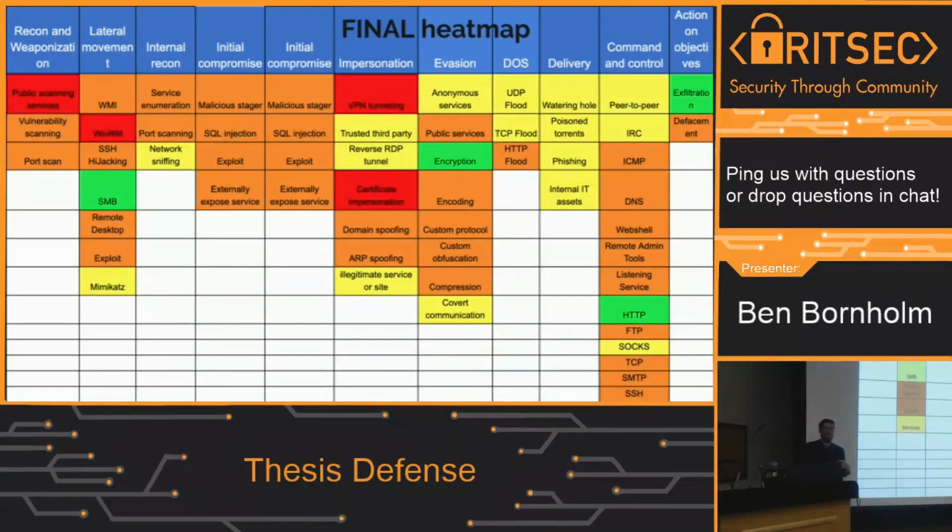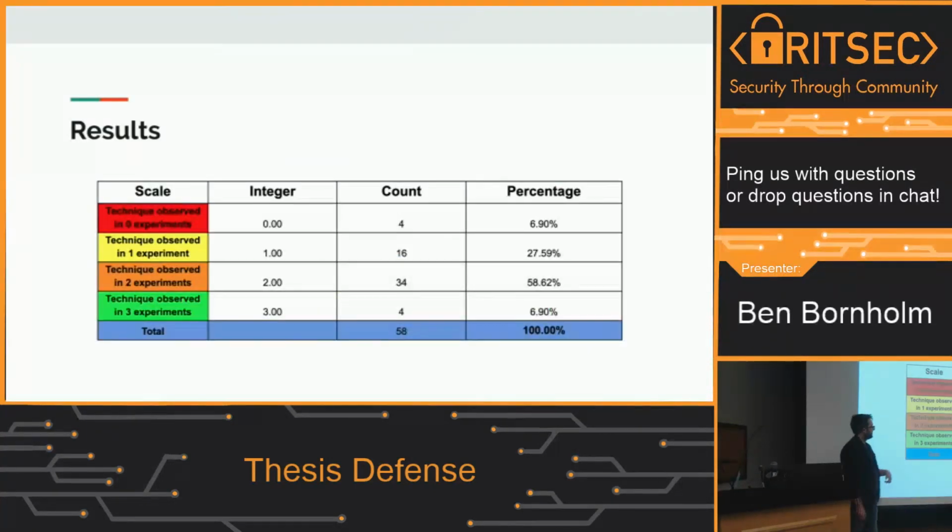So here is the final heat map, bringing all the experiments together. Anything in red means that we didn't detect that technique at all in any of our experiments. Anything in yellow means at least one of our experiments showed that that was an actual technique being used. Anything in orange means that two of our experiments showed that that technique was being used. And anything in green means all three of our experiments showed that technique being used. And here's our breakdown.